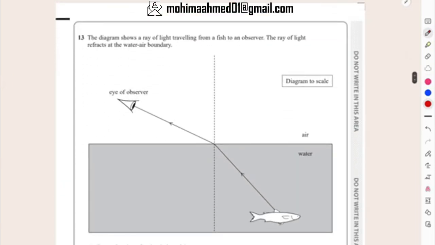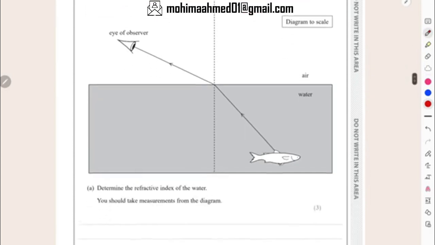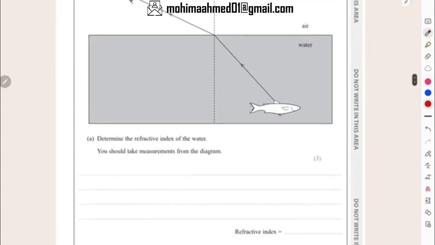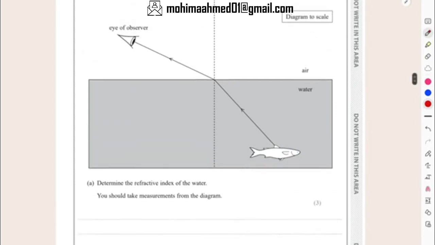The diagram shows rays of light traveling from a fish to an observer. The ray of light refracts at the water-air boundary. Now determine the refractive index of the water. You should take measurements from the diagram. Obviously I cannot take measurements from the diagram because I do not have access to a protractor in this app that I'm using to write this. So I'll tell you how to conduct this in your exams, how to perform it to answer this in your exam.